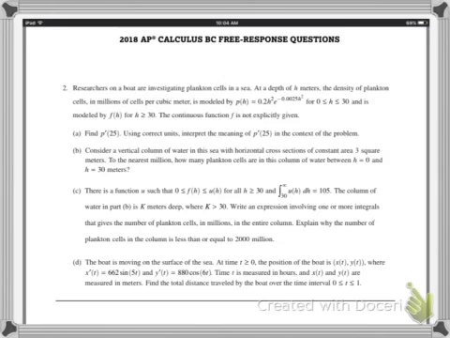They start with a pretty straightforward question. We want to find P prime of 25, and then we have to use correct units to interpret what P prime of 25 is in the context of the problem. Now I'm going to pause the video so I can write some of this down, and then I'll talk about it. I'm not going to do all the work off camera, but just to save some time, I'm going to pause it.